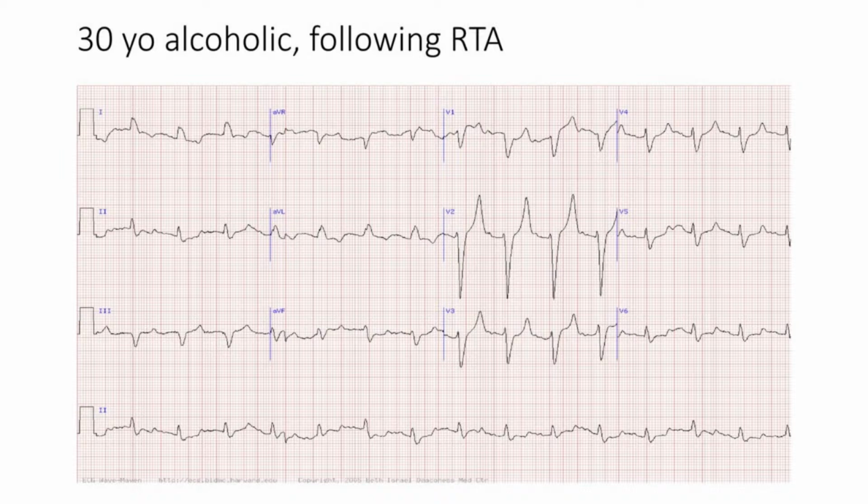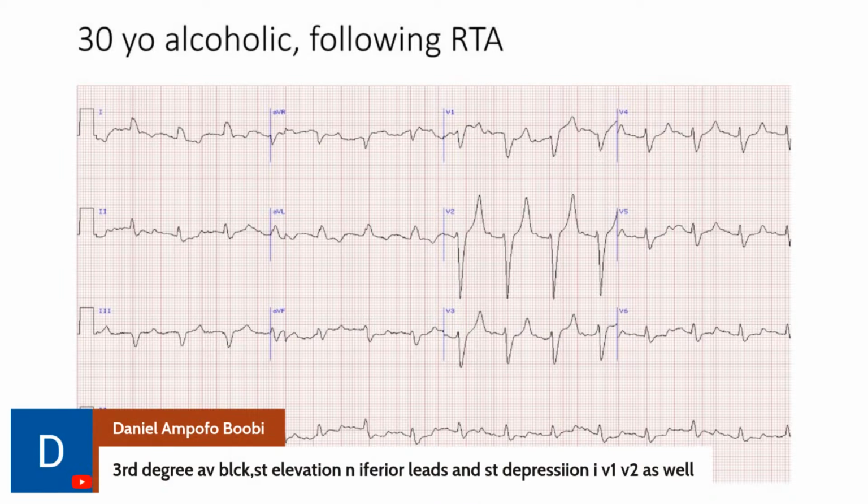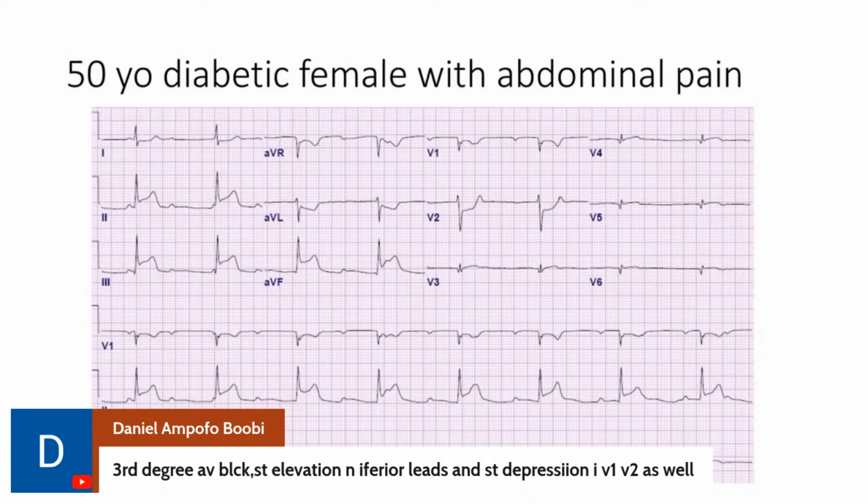Dr. Afubu. Hello. Yes, so a comment just came through. I think it's for the previous ECG. This is from Daniel Afubu, who is saying that he thinks it's a third-degree AV block with ST segment elevations in the inferior leads and ST depressions in V1 and V2. So that's from Dr. Amokibobi.